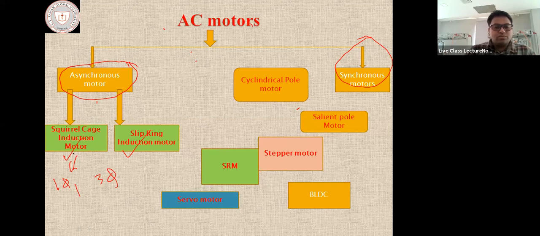Squirrel cage induction motor, single phase. Most common example. Someone is outside. Please, can you please mute it?